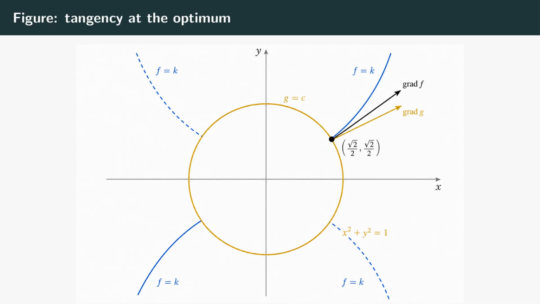The picture shows one such tangency point in the first quadrant, where the circle just barely grazes the highest blue curve it can reach. At that point, look at the two gradients. The gradient of f is the vector with components y and x, and the gradient of g is the vector with components 2x and 2y.